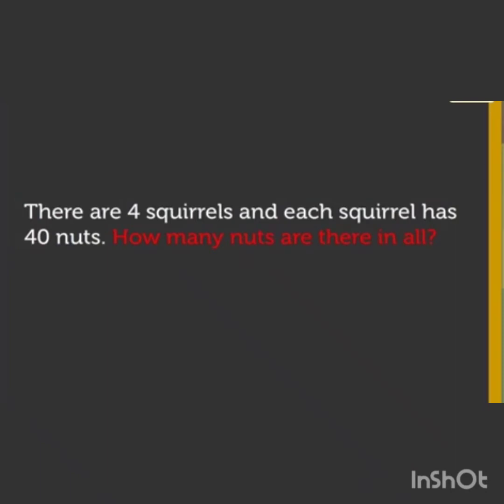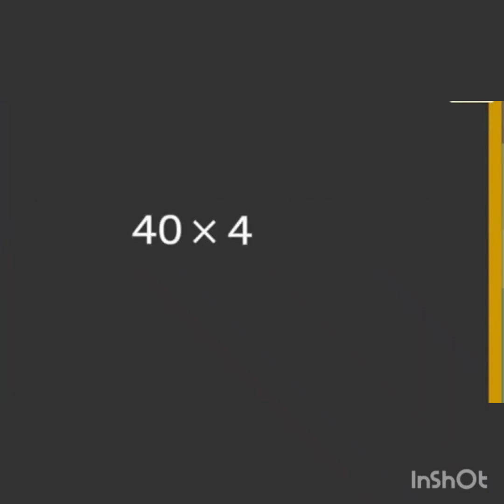So we have to multiply the numbers 40 into 4. Here 40 is the multiplicand, 4 is the multiplier. We have to find out the product. So we all know that when we multiply a number by 0, we get the answer 0. So here we multiply the digit other than 0. Here 4 into 4, what is the answer? Yes, 4 times 4 is equal to 16.